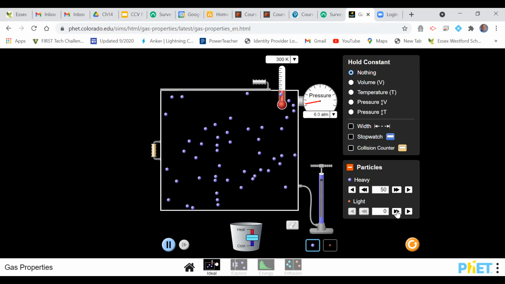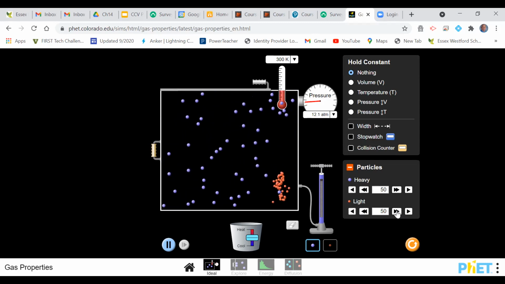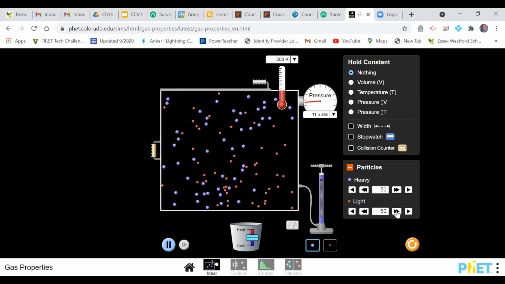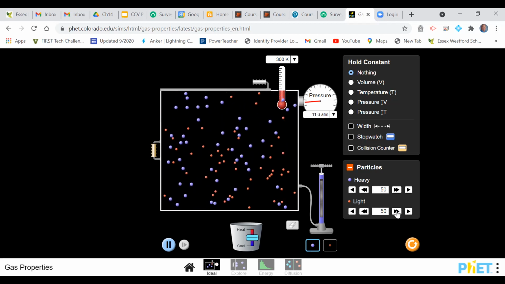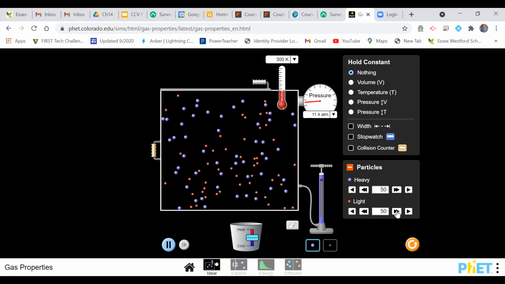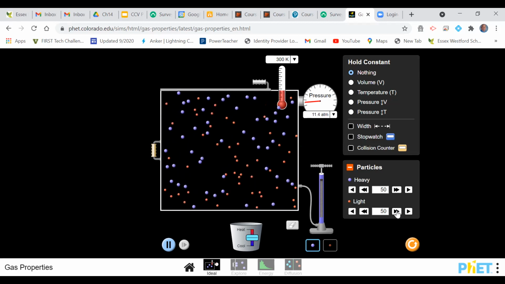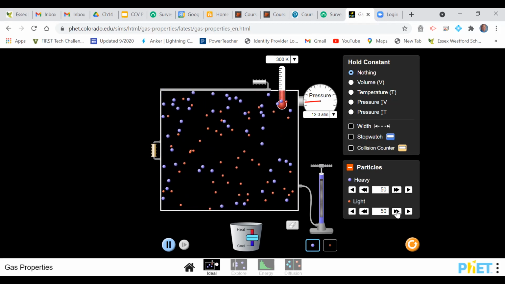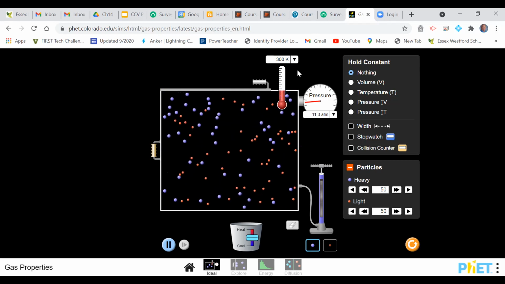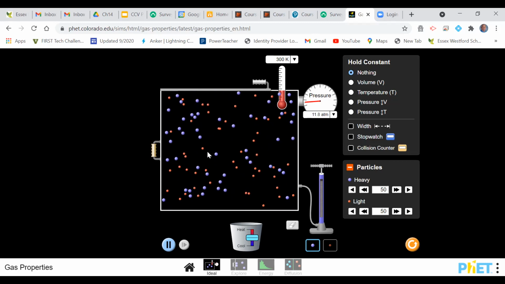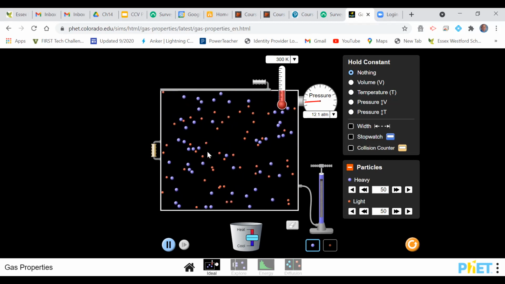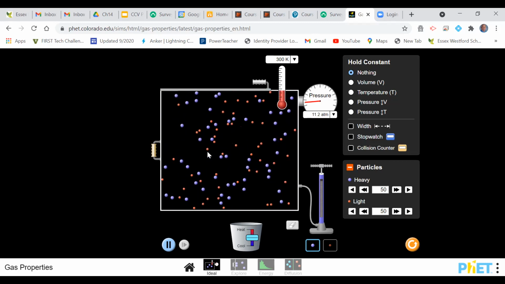If I interject some lighter particles, then we can see that they don't have the same typical speed. So their average speed might be quite a bit higher, and that's because they have lower mass. For everything to be at the same temperature, that means the same average kinetic energy. If the lighter particles are going to have the same average kinetic energy, that means they have to be moving faster.